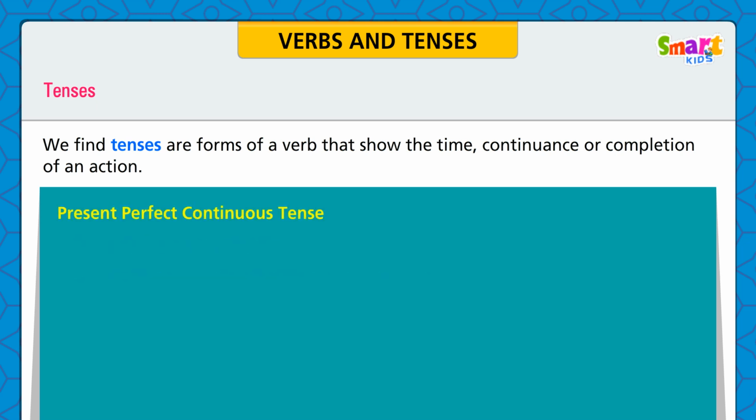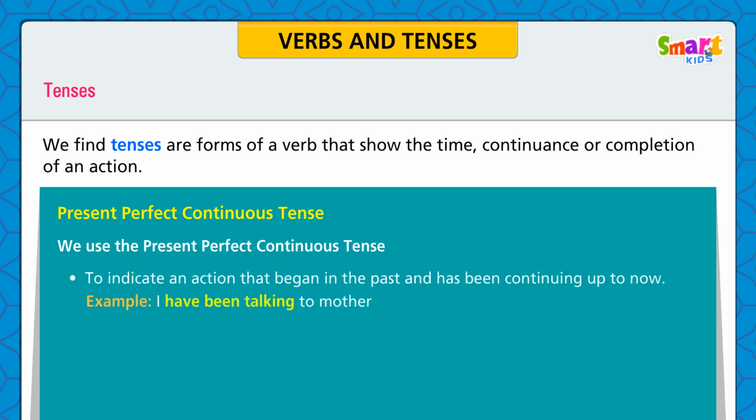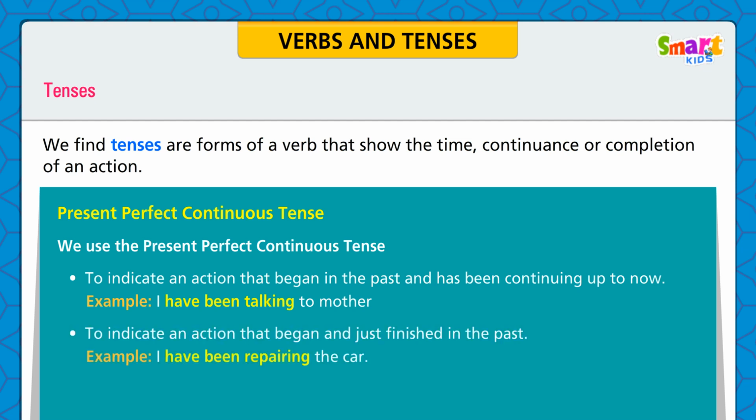Let us learn the usage of present perfect continuous tense. We use the present perfect continuous tense to indicate an action that began in the past and has been continuing up to now. For example, I have been talking to mother. To indicate an action that began and just finished in the past. For example, I have been repairing the car.